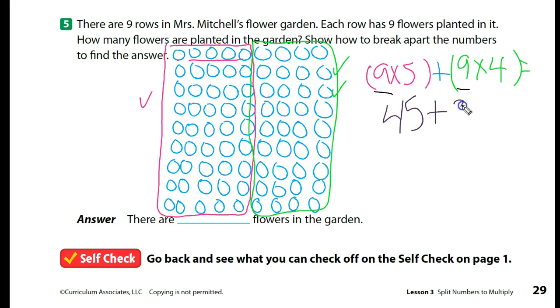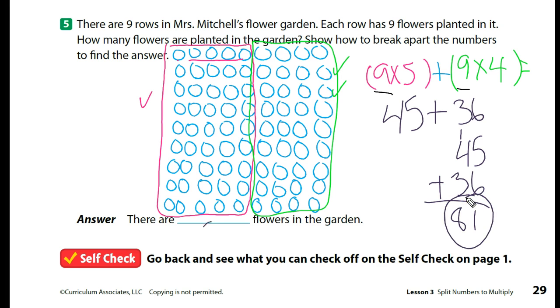Plus 9 times 4 was 36, we said. So then I add those all together. 5 plus 6 is 11, put the 1 down, carry the 1. 4 plus 3 is 7, plus 1 more is 8. So it says, how many flowers in the garden? 81. That was the total.